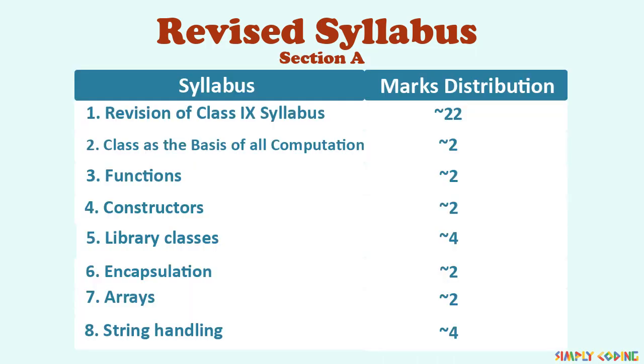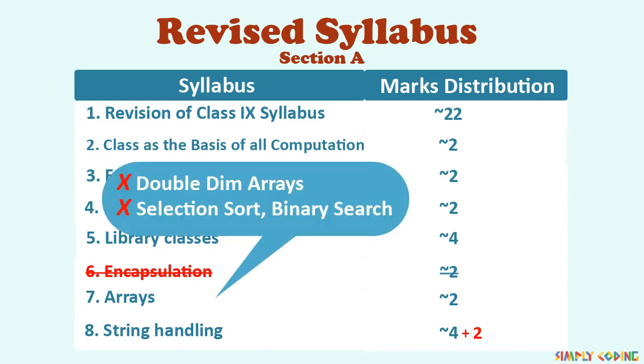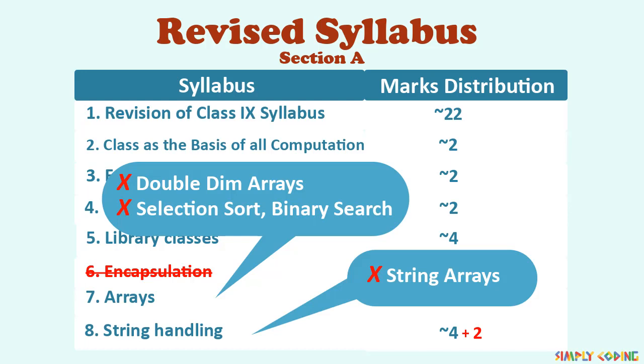Let's see. In Section A, the 1 odd question which is asked on encapsulation will most probably just get adjusted in strings, as they can no longer ask string programs, but only 2 mark questions can be asked. Arrays and string distribution will still remain the same, only there will be no questions on double-dimensional arrays, binary search or selection sort. In strings similarly, there will be no question on string arrays. They can only ask 2 mark questions on string functions.